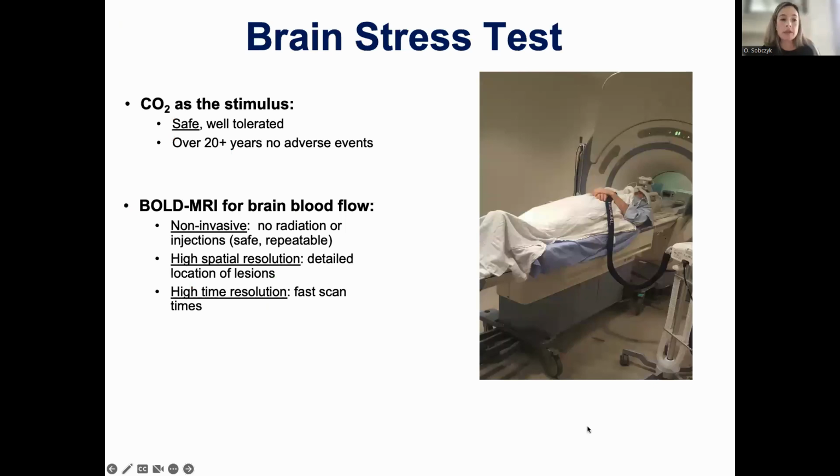We have run CVR for over 20 years, both experimentally and clinically. Our technique for evaluating CVR consists of giving CO2 coupled with BOLD MRI to measure changes in blood flow. The picture on the right just shows our gas delivery system on a subject in the MR environment.